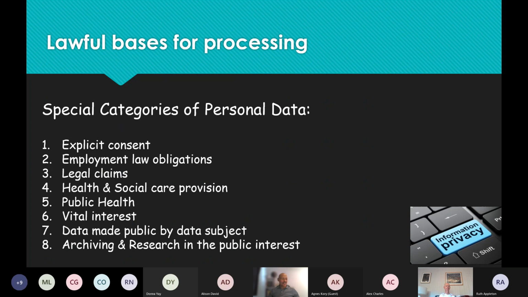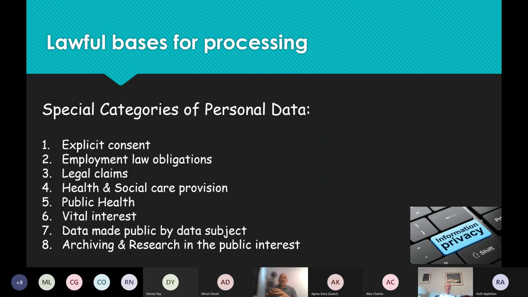Special categories of personal data. We saw this earlier on as a type of personal data. Now, the GDPR requires that not only must you have one of those 6 lawful bases for processing. If you're, however, processing special category data, you must have what's called an Article 9 condition in addition to one of the 6. And here are the 8 conditions specified in Article 9.